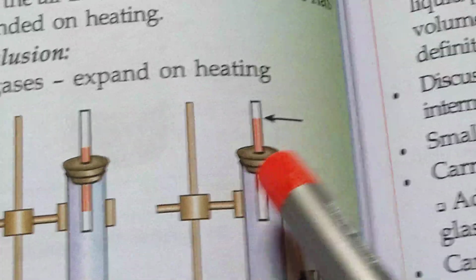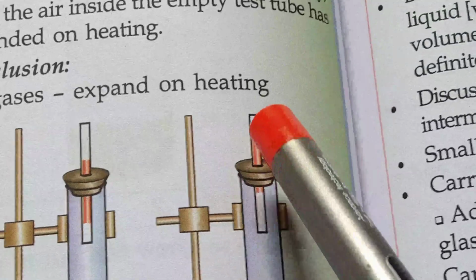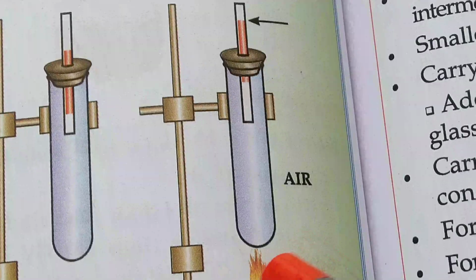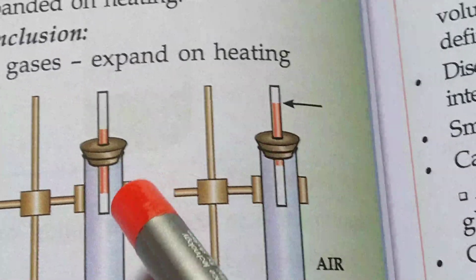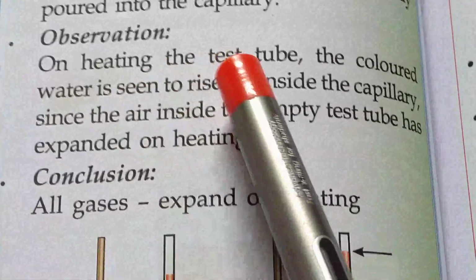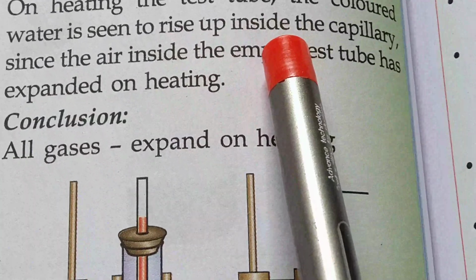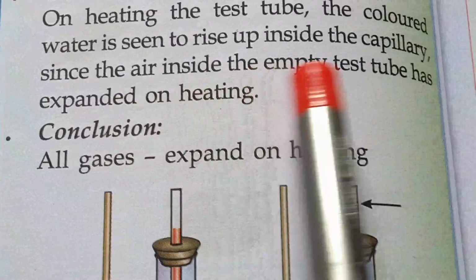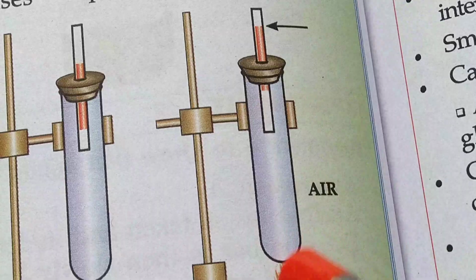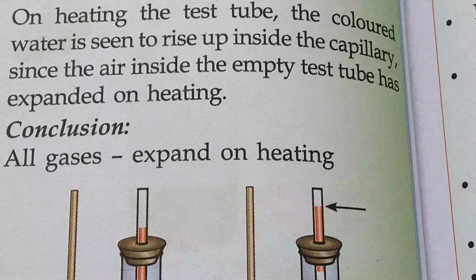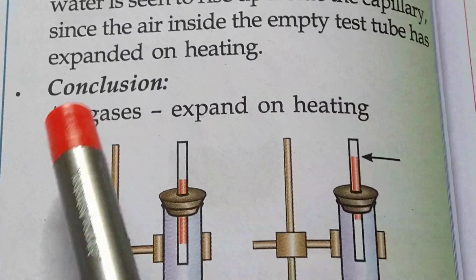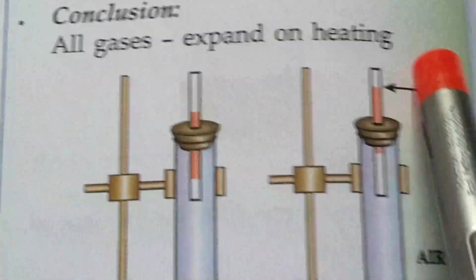Inside the capillary, the length of the colored water just increases on getting heat. After getting heat, the level of the colored water rises upward. So on heating the test tube, the colored water is seen to rise up inside the capillary, since the air inside the empty test tube has expanded on heating. So what is proved here? The air already present inside the test tube, the gas, has expanded on heating. Conclusion: all gases expand on heating.